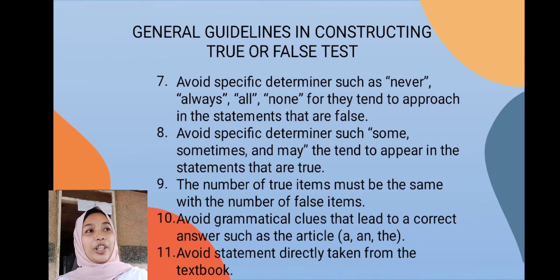Number 7. Avoid specific determiners such as never, always, all, none, for they tend to appear in the statements that are false. Number 8. Avoid specific determiners that tend to appear in the statements that are true. Number 9. The number of true items must be the same as the number of false items. Number 10. Avoid grammatical clues that lead to a correct answer such as the articles a, an, the.